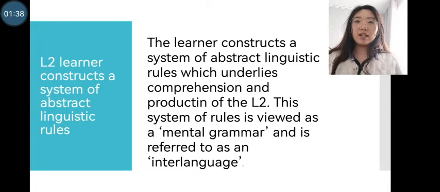It should be clear that behavioral accounts of second language acquisition emphasize only what can be directly observed and ignore what goes on in the black box of the learner's mind.